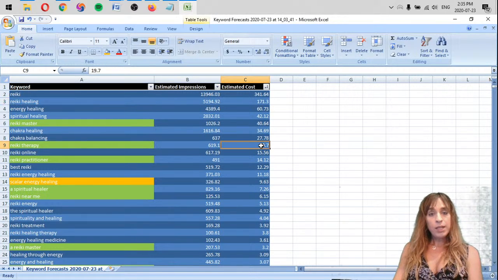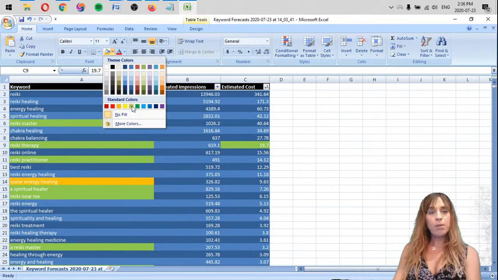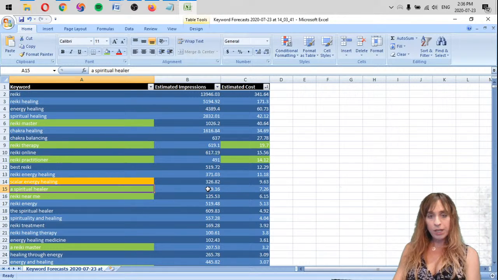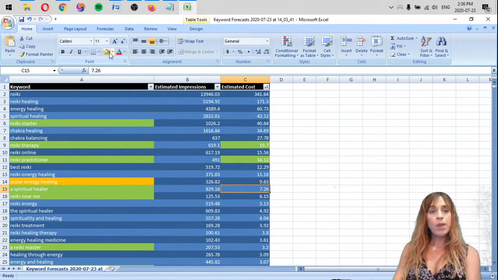Reiki therapy has a decent chunk of traffic and is not terribly expensive, so I'm going to mark that one green. Reiki practitioner, same deal, I'm going to mark that one green. Spiritual healer, that is a lot of traffic, and the cheapest one so far that we've seen. So that's another good one that we're going to mark.